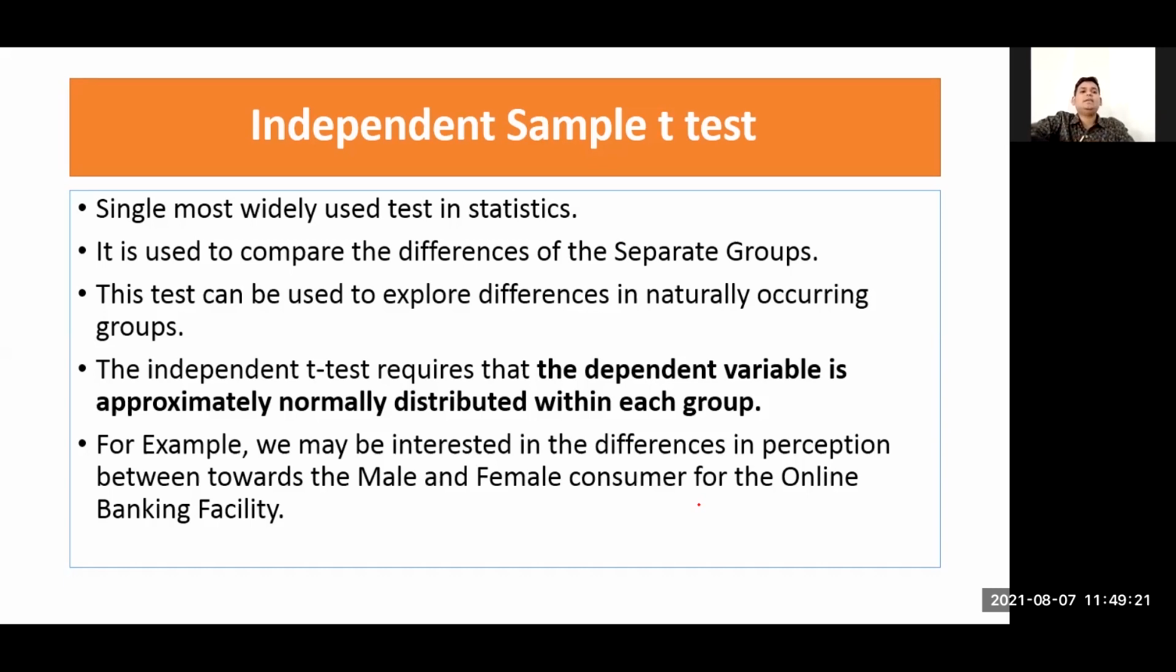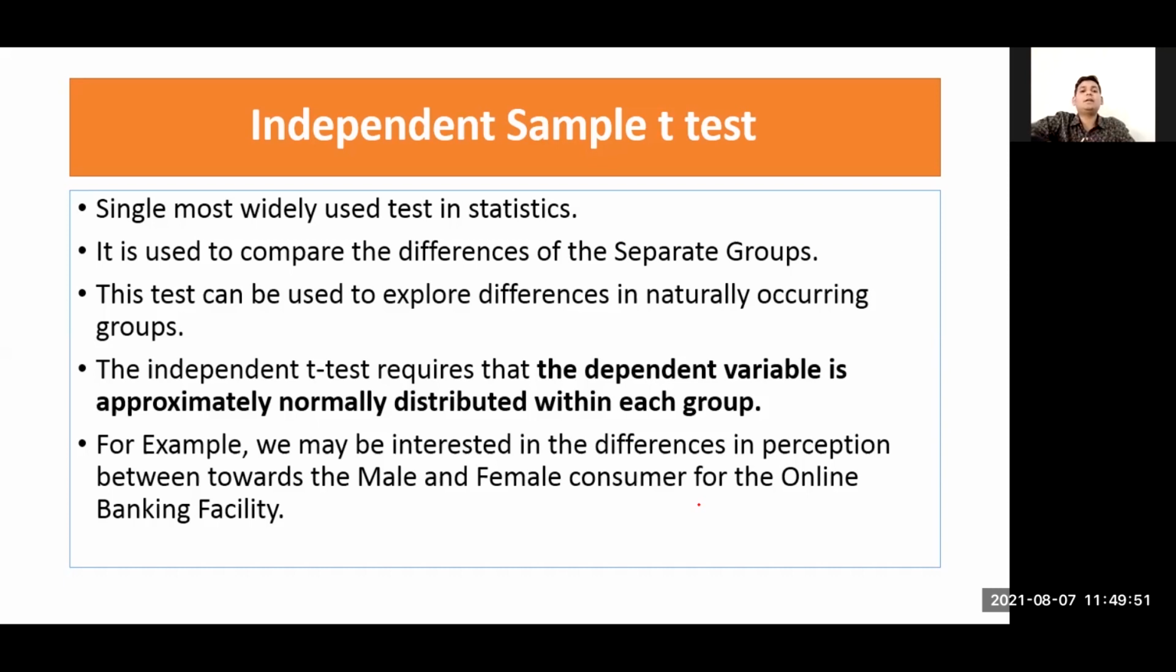The t-test is used to compare the differences between separate groups. What does it mean by separate groups? Separate groups means both groups are independent of each other. That means they don't have any interrelation among each other and are not interconnected. That is why this test can be used to explore the difference in naturally occurring groups. Naturally occurring groups means it is pure natural research.